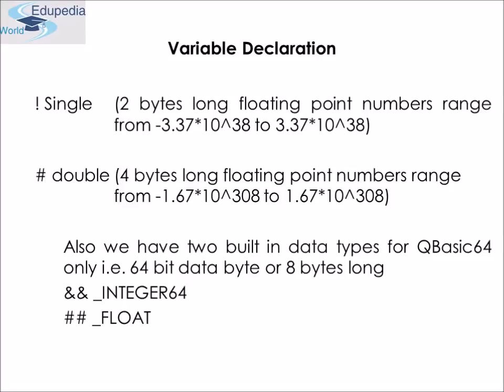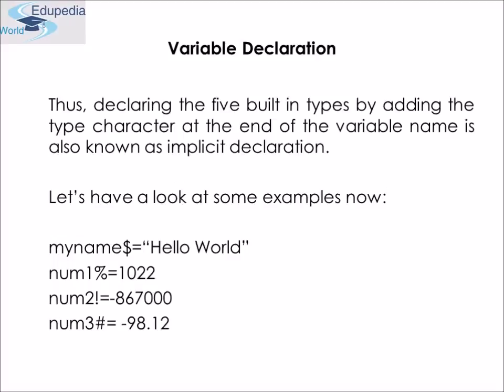Subsequently, they support the integer as well as the floating point numbers or the decimal point numbers, but it is only for the QBasic 64-bit version. So simply declaring the 5 built-in data types by adding the character reserved for them at the end of the variable name is also known as implicit declaration. Let's have a look at some examples now.